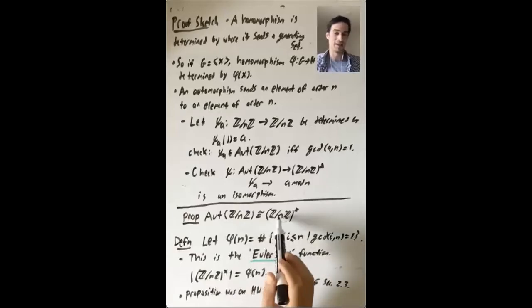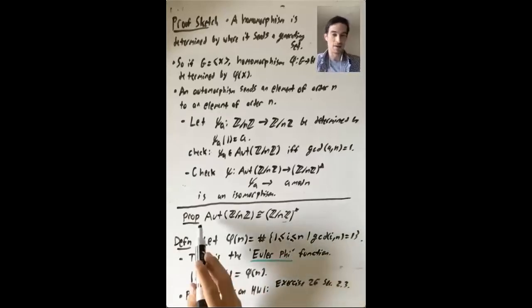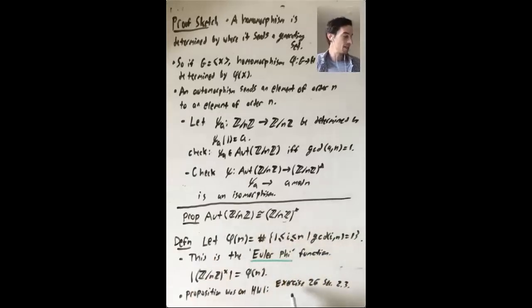The size is exactly what you need for an element to have a multiplicative inverse: an element in Z mod NZ has a multiplicative inverse exactly when its GCD with n is equal to 1. OK, so let me point out that this proposition was already on homework 1 in some form. It's basically exercise 26 of section 2.3. But now we have a little bit different language at our disposal. So I'll still say something about the proof.